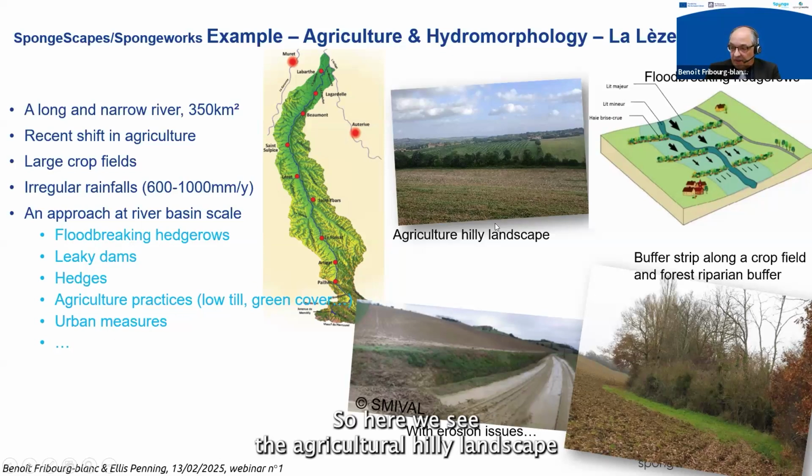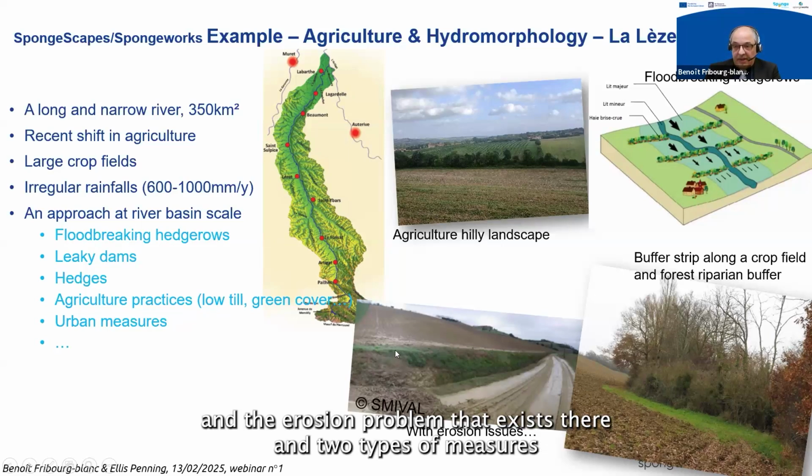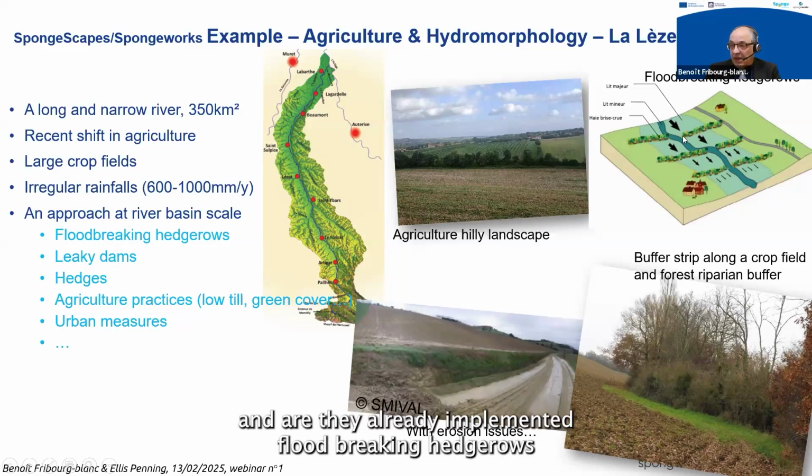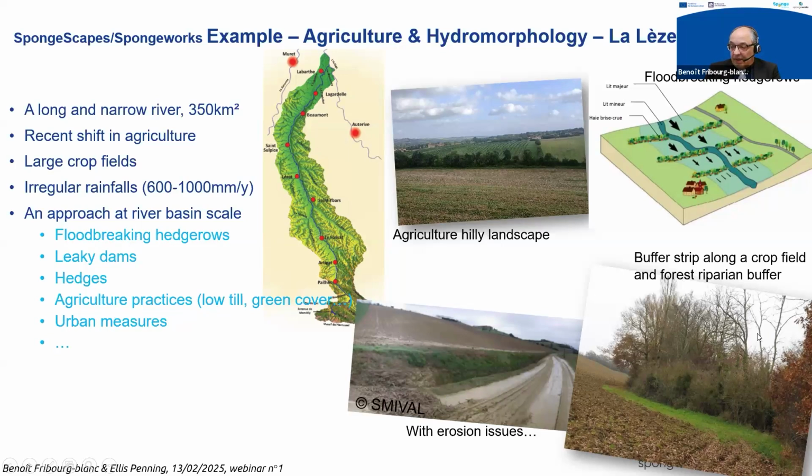So here we see the agriculture hilly landscape and the erosion issue that are existing there, and two types of measures that are already implemented: flood breaking edge rows and buffer strips along the fields.